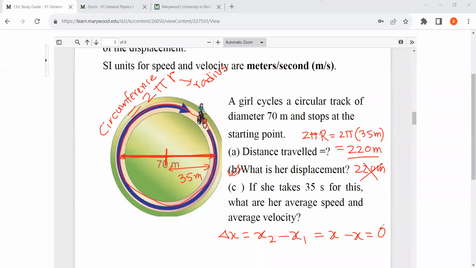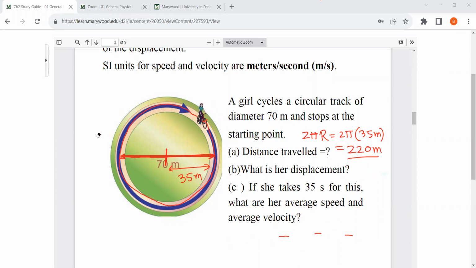Now what is the average speed here and what is the average velocity? Average speed is the total distance. She traveled this much distance in 35 seconds. So the average speed is about 6.28 meter per second.